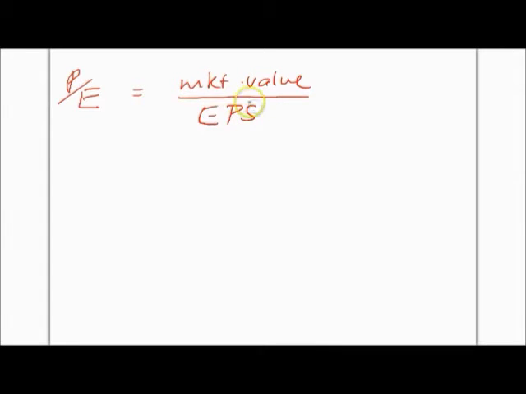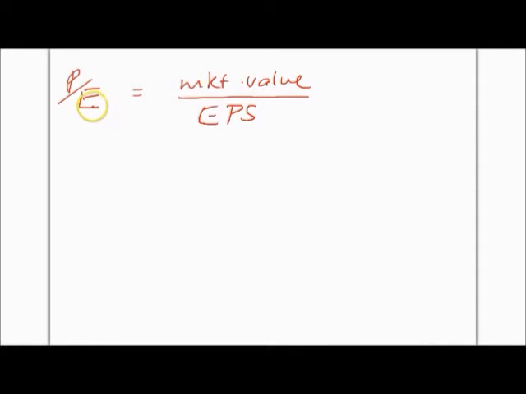Okay, we'll talk about another ratio called the PE ratio. The PE ratio is calculated as the market value of the company, or what we call market cap, divided by the earnings per share, which we have earlier mentioned. So this is a valuation ratio of a company's share price compared to its earnings per share.